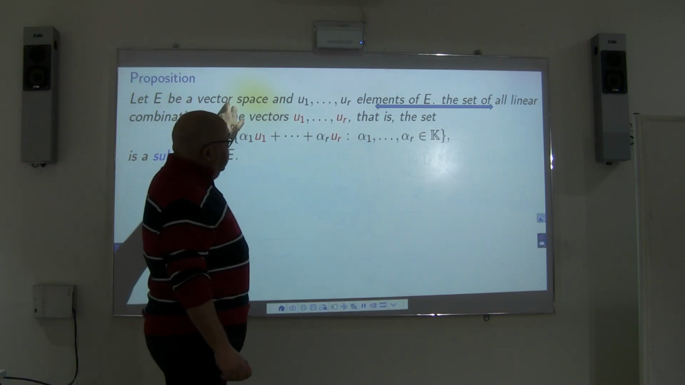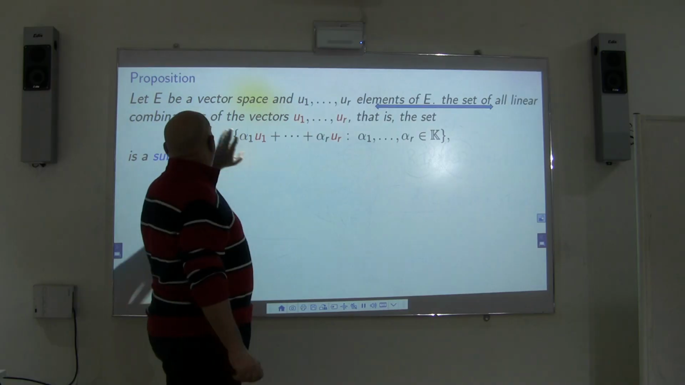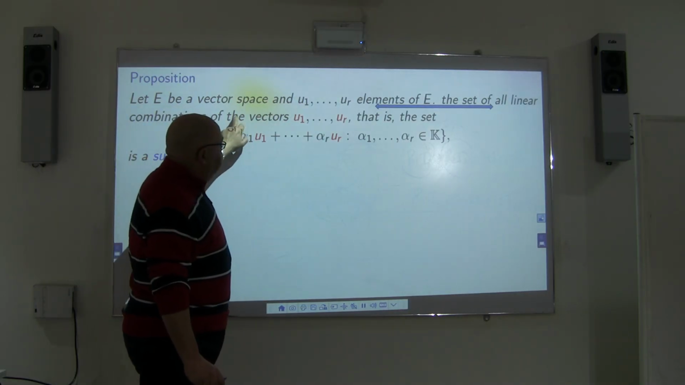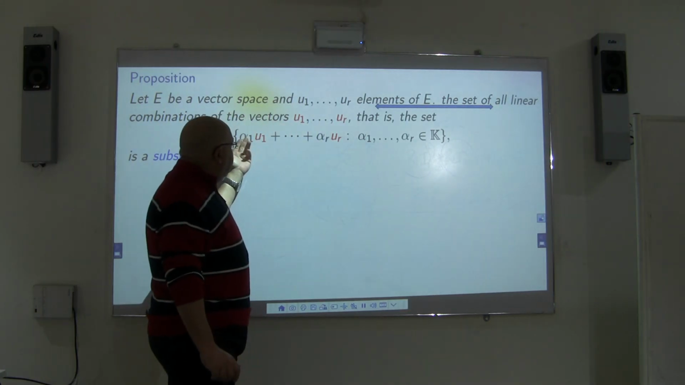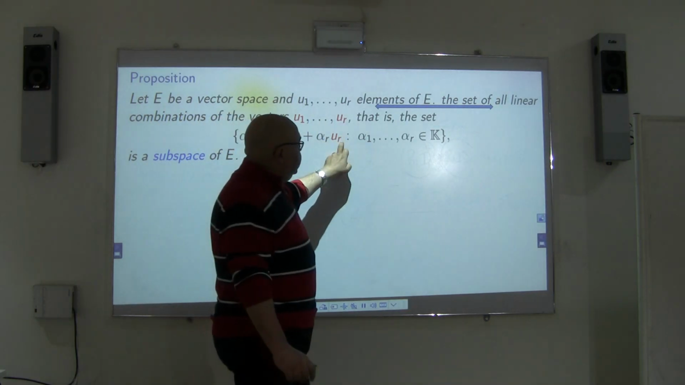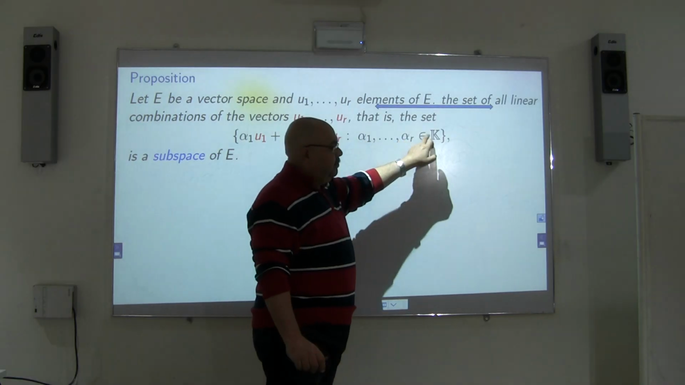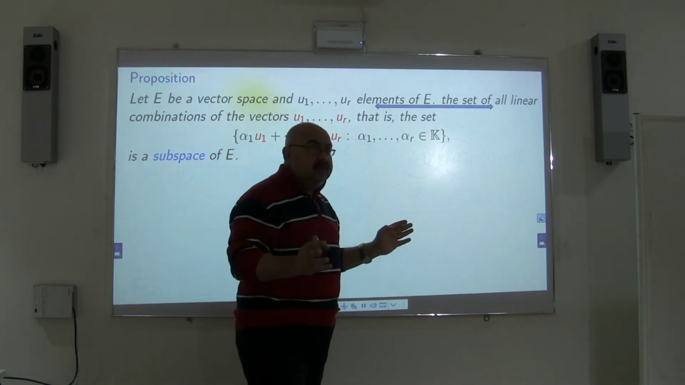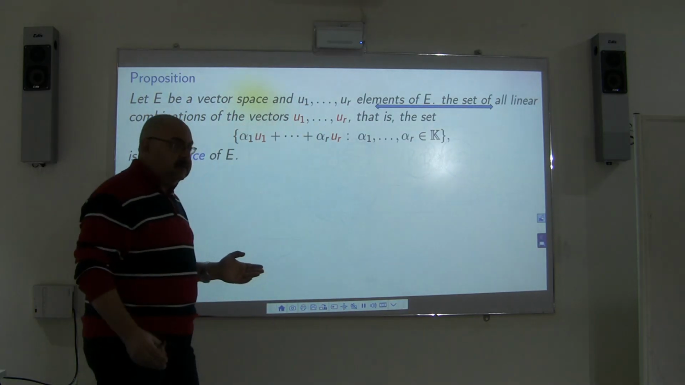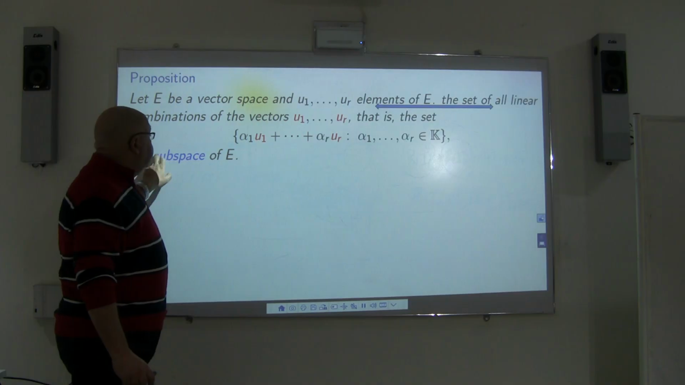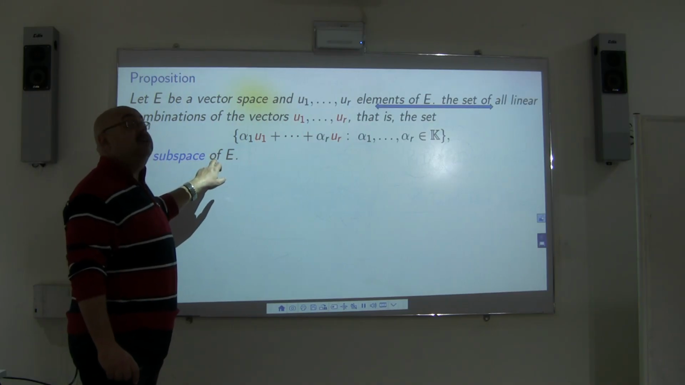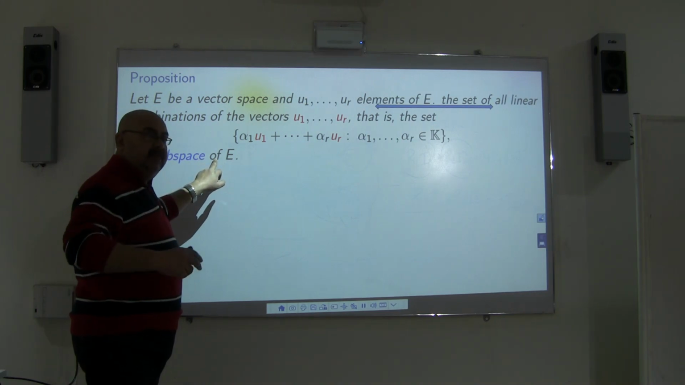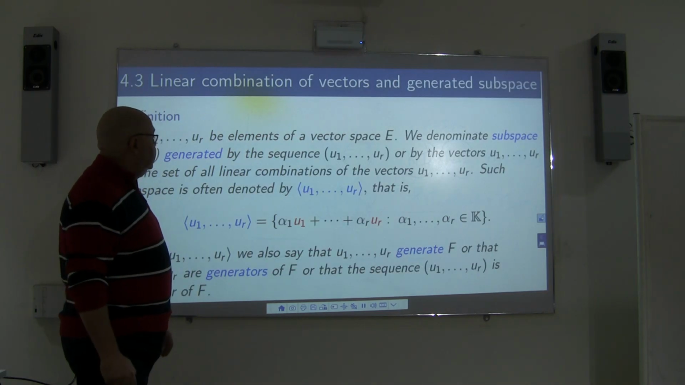Let E be a vector space, and U1 up to UR be elements of E. The set of all linear combinations of the vectors U1 up to UR is the set of alpha 1 U1 plus alpha 2 U2 and so on, such that alpha 1 up to alpha R belong to K. This is exactly what I'm trying to describe to you. That's a huge set. It's an infinite number of vectors of this form. Is it a subspace of E? Of course it's a subspace, because each vector space is a subspace of itself.